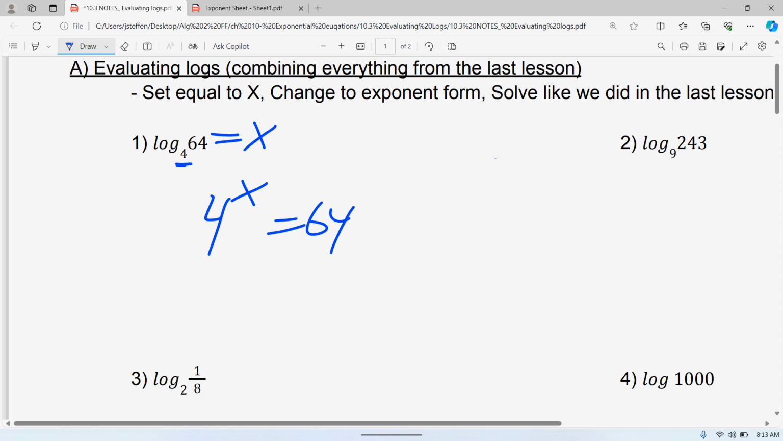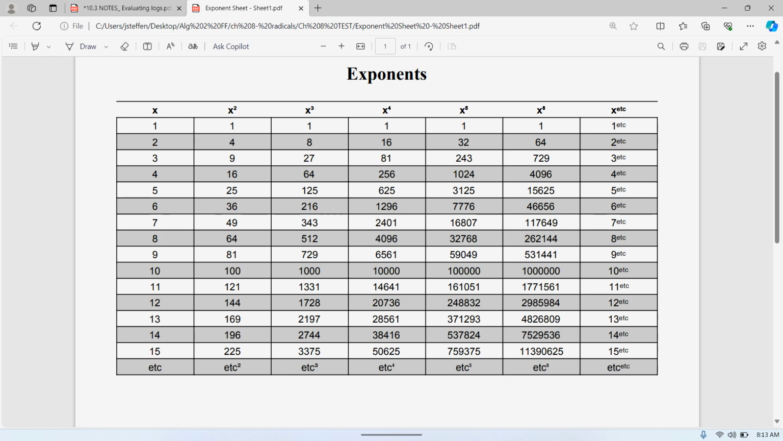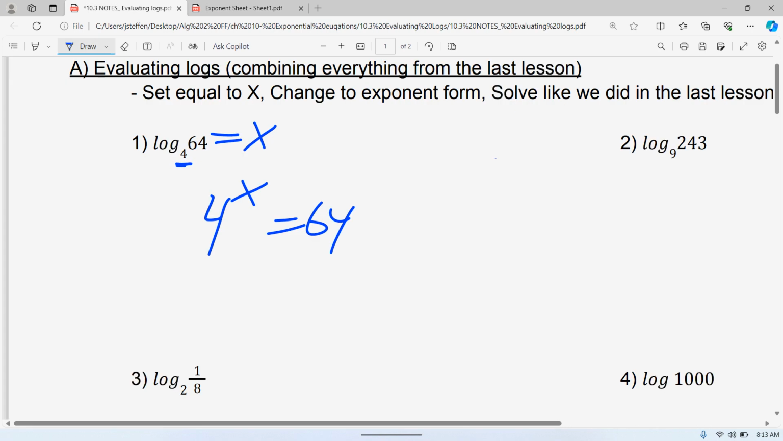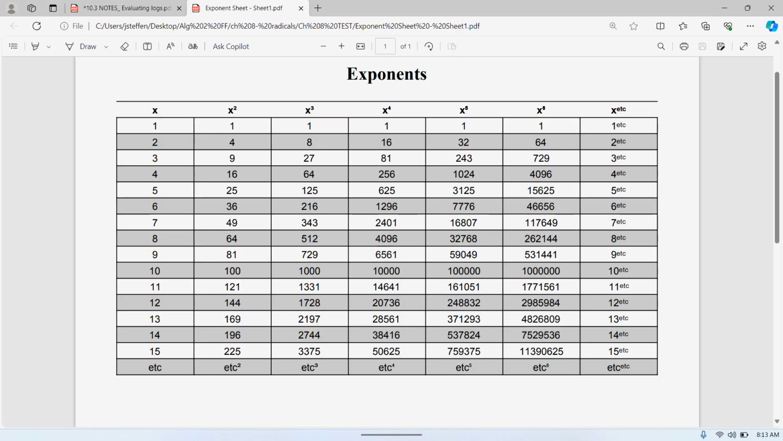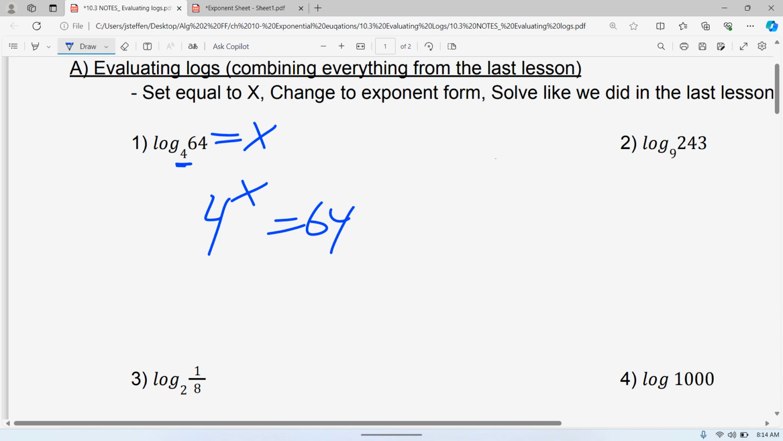Now, there's actually a couple different ways to think about this. I guess I should say there's a couple of approaches, but it's all the same way. If you have an exponent sheet, I always start with that, especially this one because it's just an x. 4 is on there, and 64 is right here, so it's got to be 4 to the third. So 4 to the 1, 64, 3.